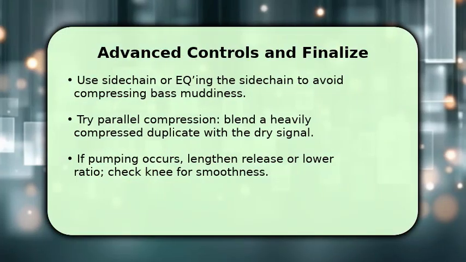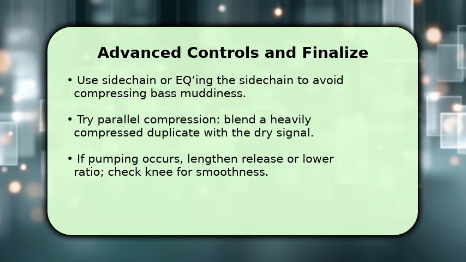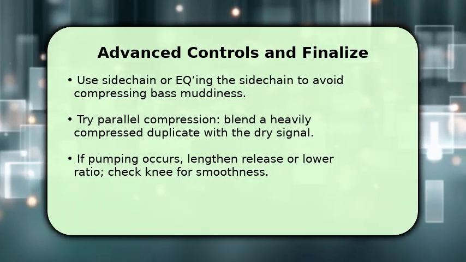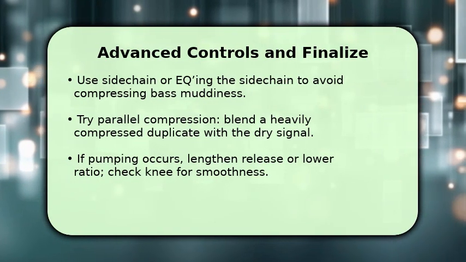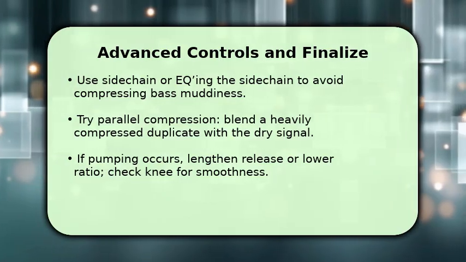To finish, apply advanced techniques. Route a sidechain or use the built-in sidechain EQ to keep low-frequency energy from over-triggering the compressor, which prevents muddiness. If you need more presence, create a parallel chain, heavily compress a duplicate, and blend it with the original for thickness. Once done, address artifacts.